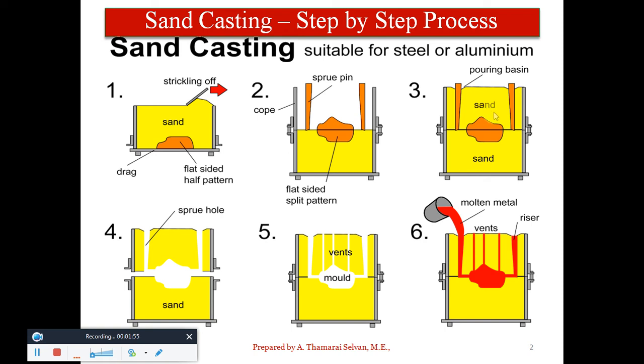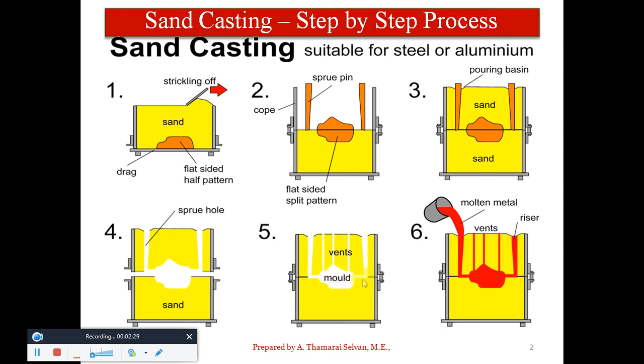Then these two boxes should be separated, and you have to remove the riser, the sprue pin, and also the pattern, so that as you see in figure 4, a cavity is formed inside the mold, and this is called the mold. And we provide some vent holes through these minute pins. These minute holes are called vent pins, to make the hot gases escape from the hot molten metal.